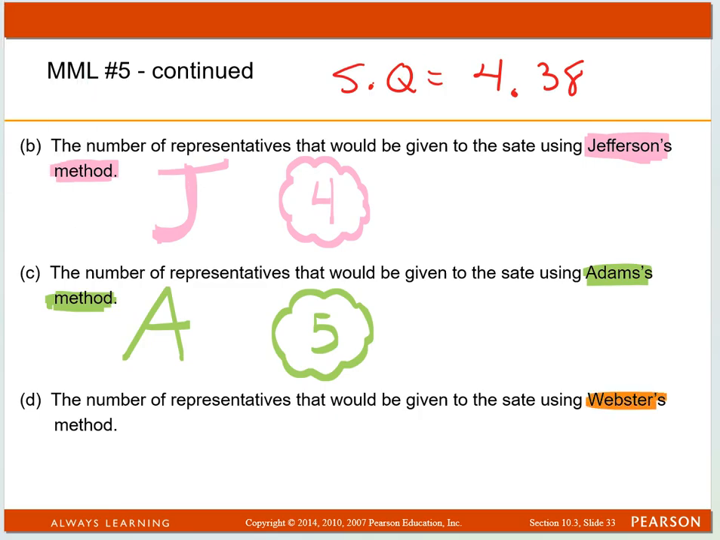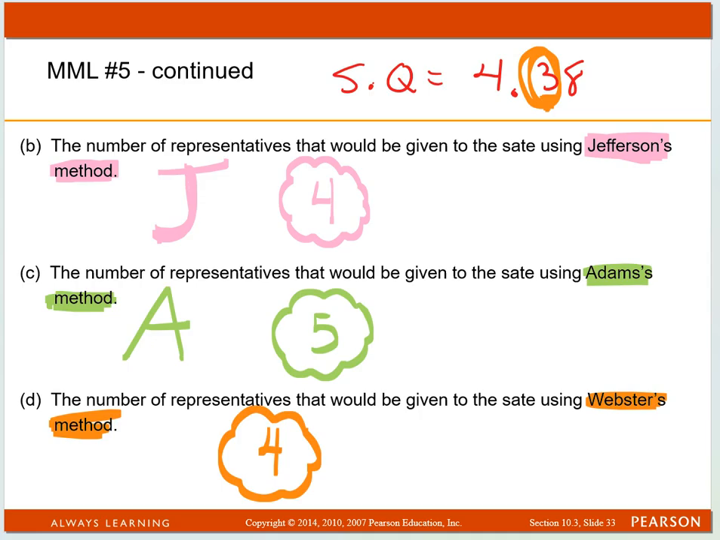Now, remember, Webster just uses standard rounding rules. So he looks at the 4.3, and the 3 will tell you, is that 4 going to stay 4, or is that 4 going to go up to 5? Because this 3 is less than 5, 4.38 is closer to 4 than it is to 5, so he would go with 4. And that's problem number 5.